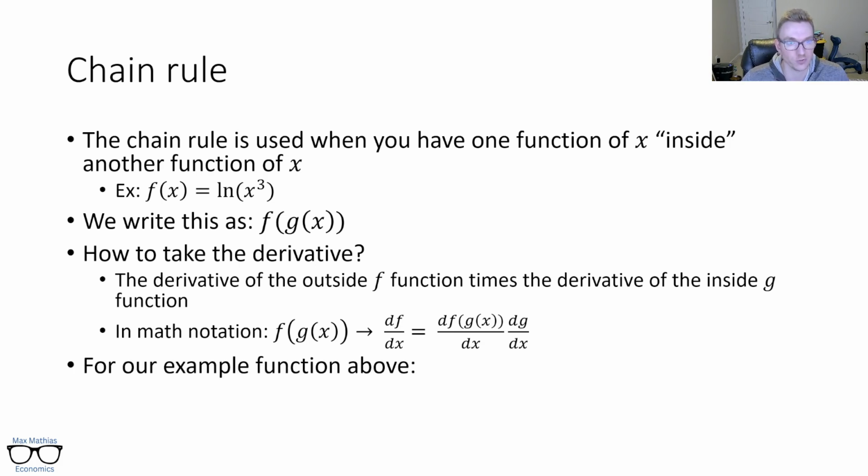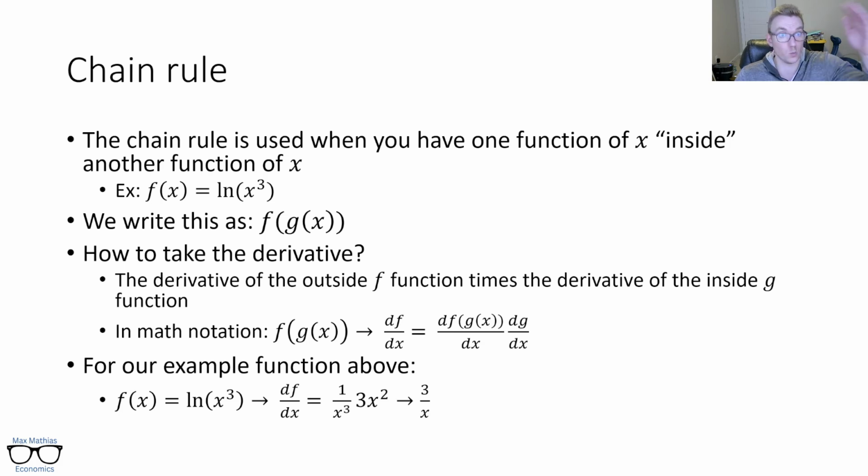So for our example function above, log of x cubed, if I wanted to take the derivative, so df dx, if I basically think of the log as kind of the outside, I know it's 1 over whatever is inside, so we write that 1 over x cubed, and then that x cubed inside, we have to take the derivative of that as well, which using the power rule is 3x squared. After simplifying that, watch my exponent algebra video for things like that, you would get 3 over x as your ultimate derivative.